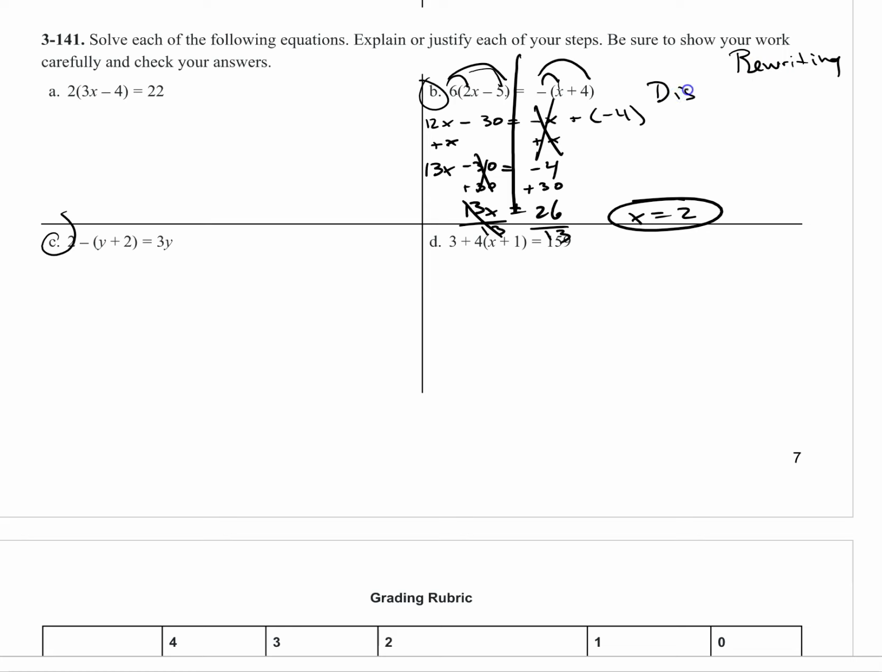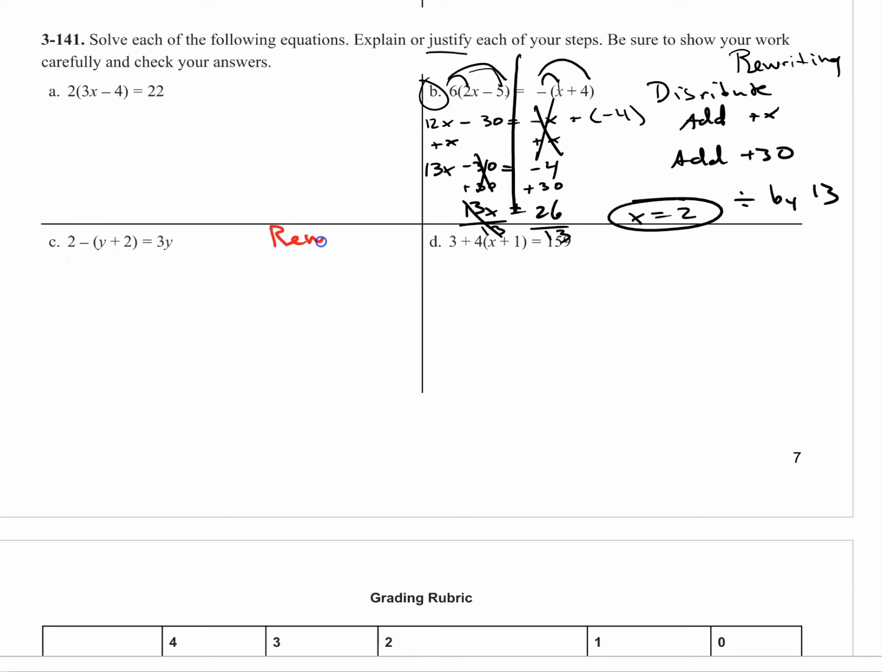So we distributed. We added x. Then we add 30. And then we divide by 13. We're supposed to justify. Okay, part C.